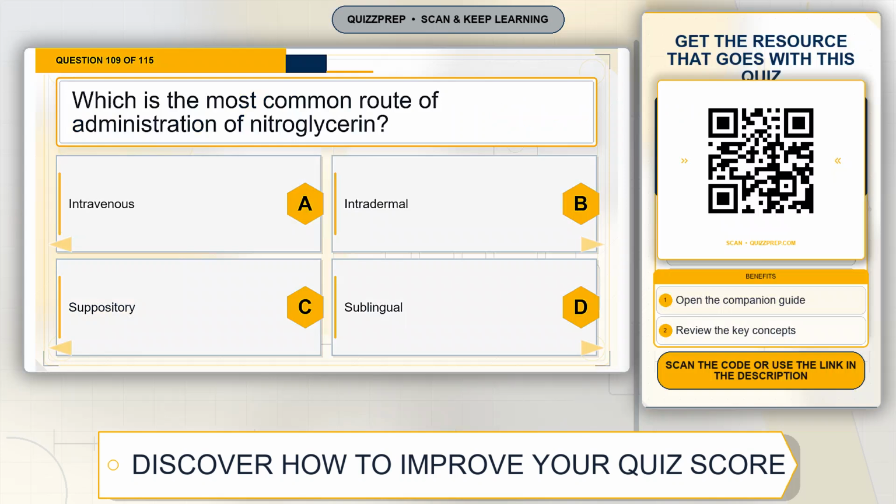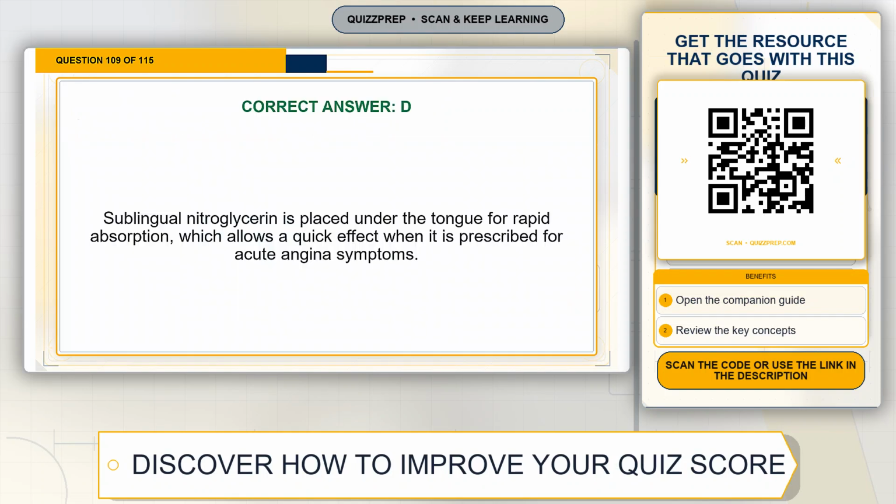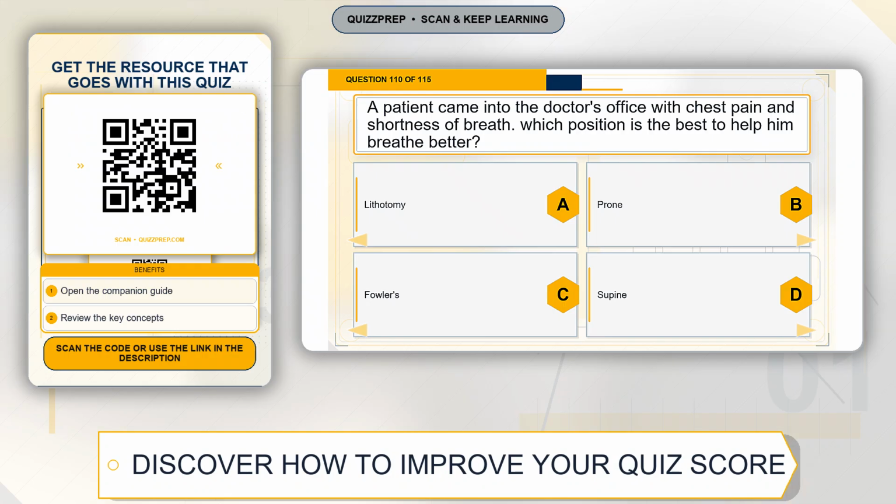Question 109. Which is the most common route of administration of nitroglycerin? Option A, intravenous. Option B, intradermal. Option C, suppository. Option D, sublingual. The correct answer is option D, sublingual. Explanation. Sublingual nitroglycerin is placed under the tongue for rapid absorption, which allows a quick effect when it is prescribed for acute angina symptoms.